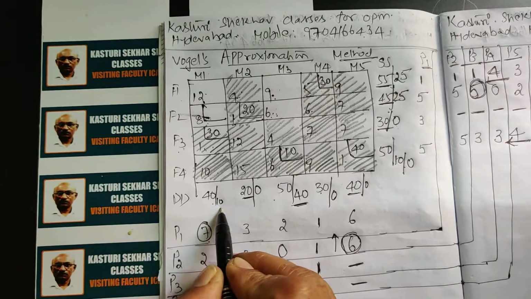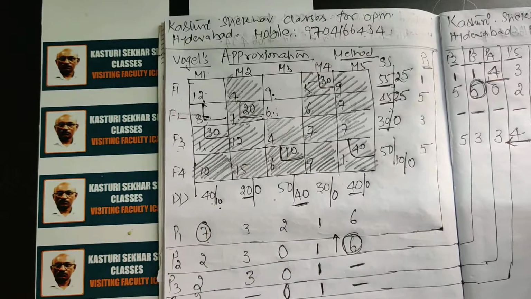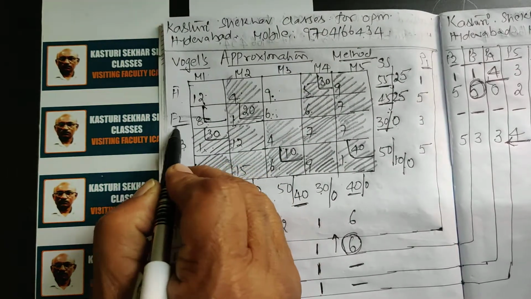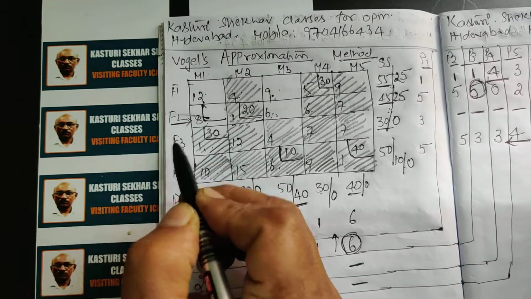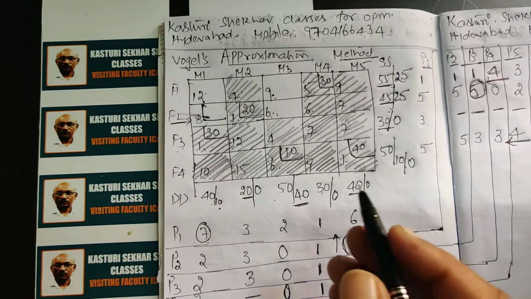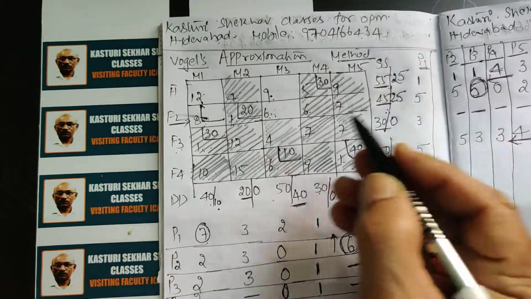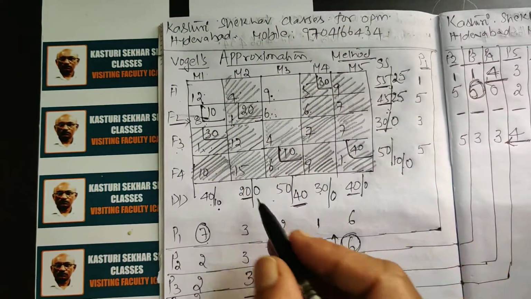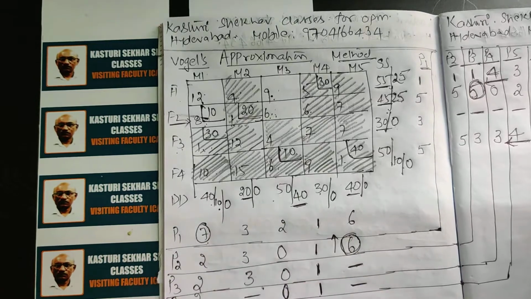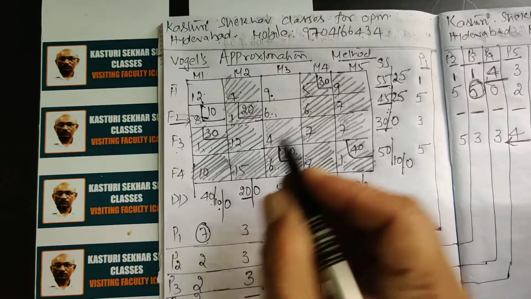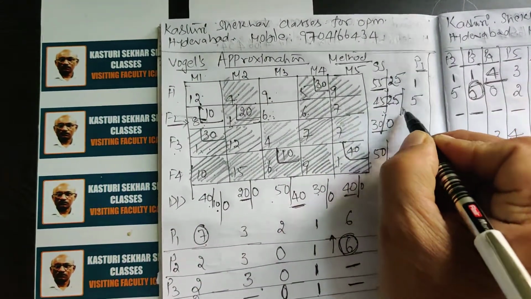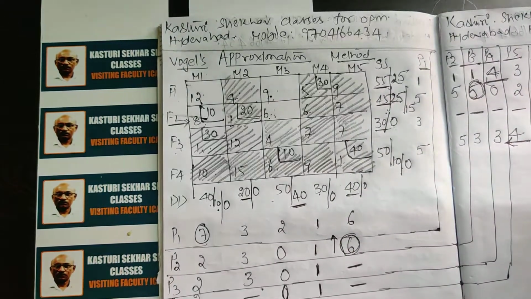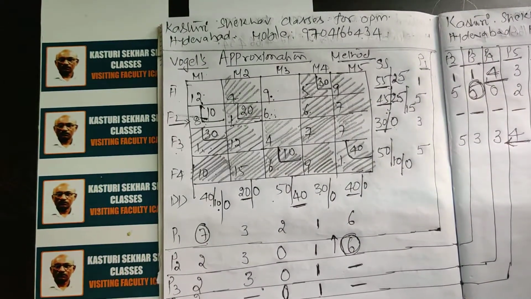How many units are required? At M1, only 10. From which factory will we supply the goods, sir? From the second factory. 25 units are available. Supply 10 units. The requirement is reduced to 0 and availability is reduced to 15.